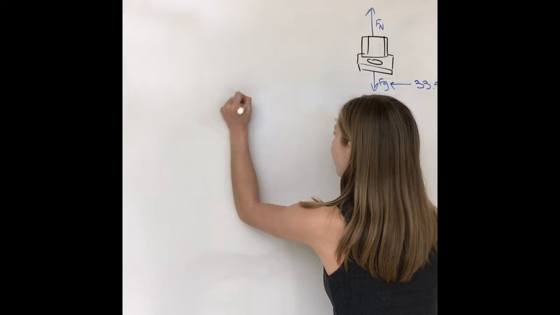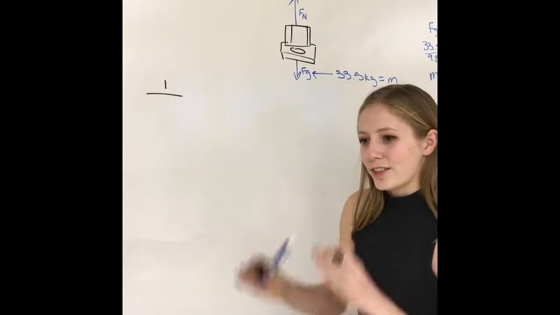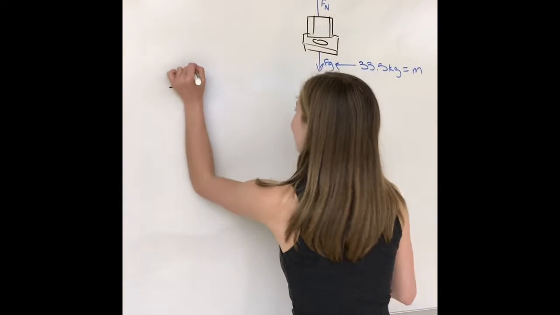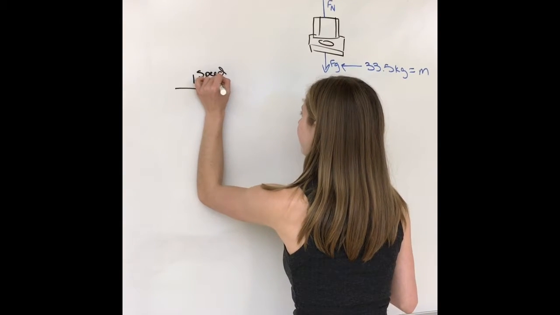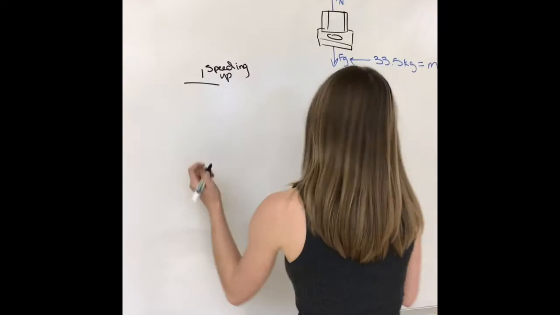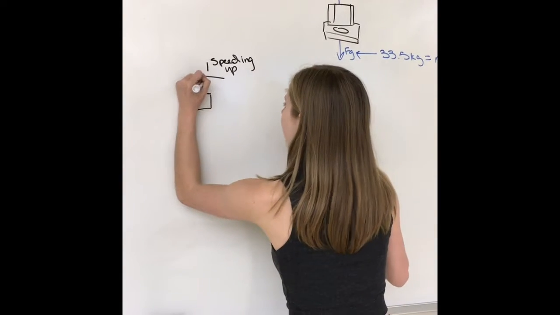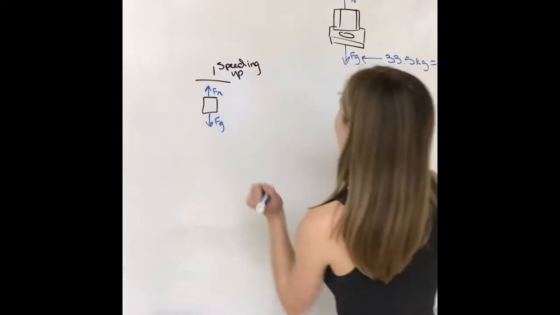So the first point is right as we're taking off to go down. We started in the second level of the gym. Now we're going to go down to the first. So basically, we're speeding up. So we have our little backpack, and we have the force of normal and the force of gravity.